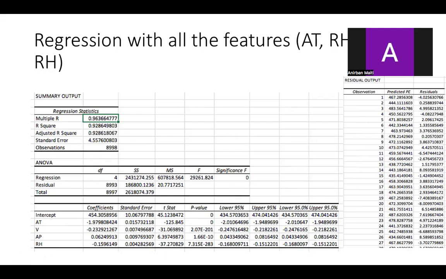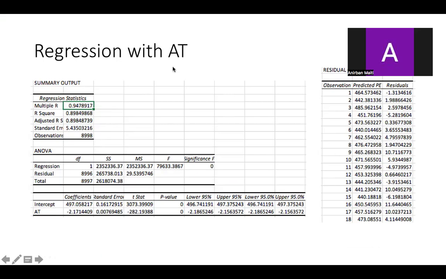Now, this is the first time I'm running the regression with all the features, but then I did take into consideration other features one at a time. Okay, so here we see I just ran the regression to predict the output for PE, only taking AT, which is ambient temperature, into consideration.